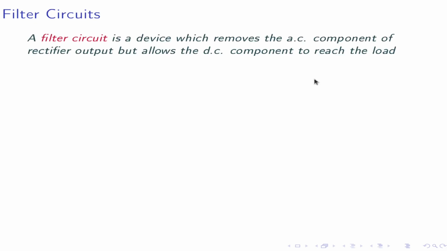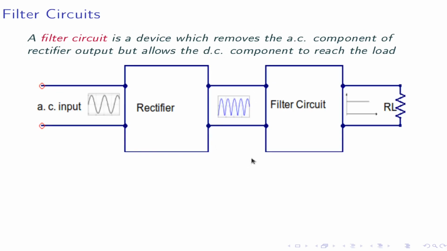Filter circuits. We know that the rectified output contains ripples. If we want to remove those ripples, we use a filter circuit. A filter circuit is a device which removes the AC component of rectifier output but allows the DC component to reach the load. So we are giving an AC input to the rectifier. The rectifier rectifies and we are getting a DC output like this. It contains ripples. The filter circuit is used to remove those ripples and obtain a perfect DC signal.